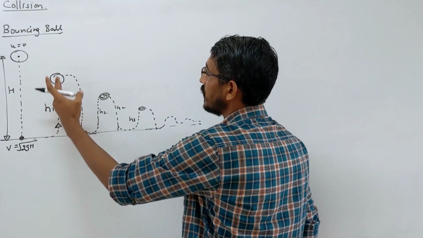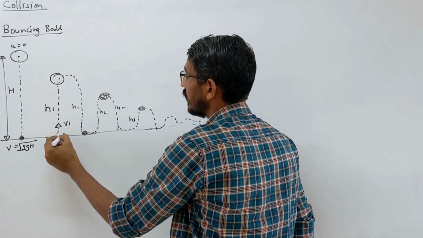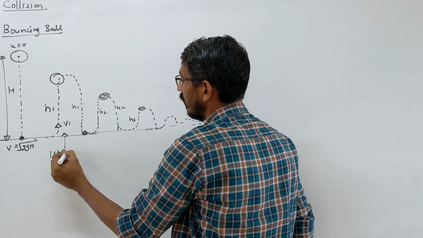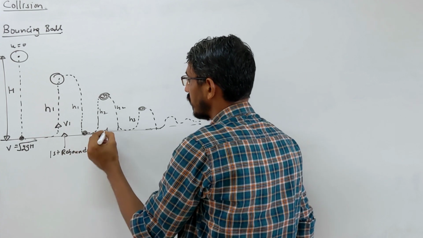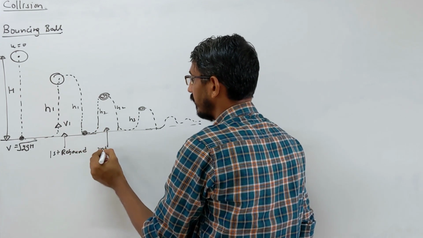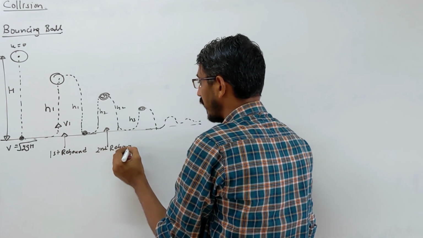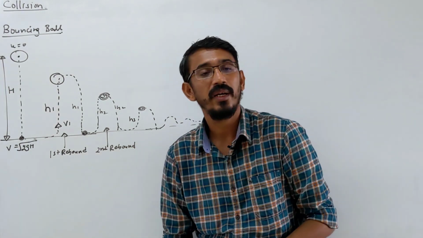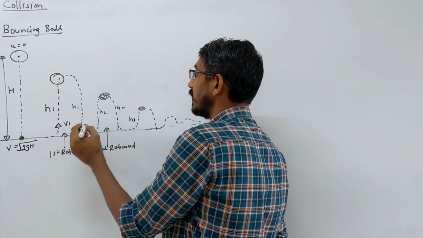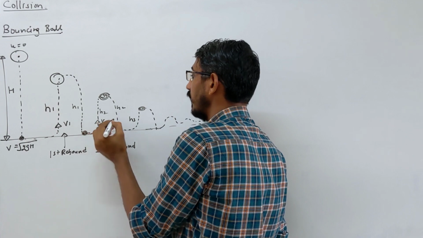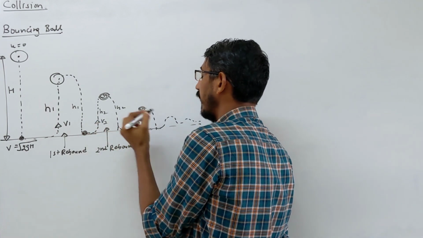this is called the first rebound, right? Similarly, this is called the second rebound, right? So we are interested in knowing what heights are achieved and what the velocities are in any rebound. Okay, v2 here, say v3, h3.